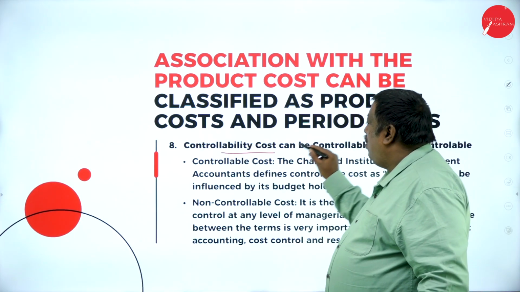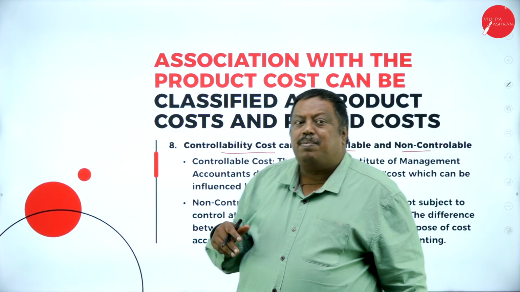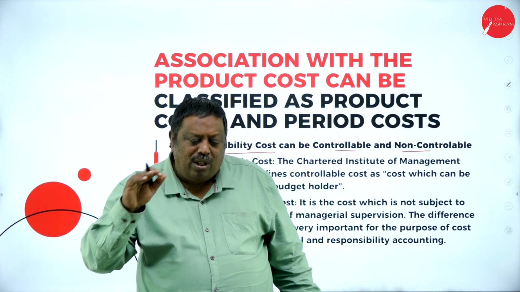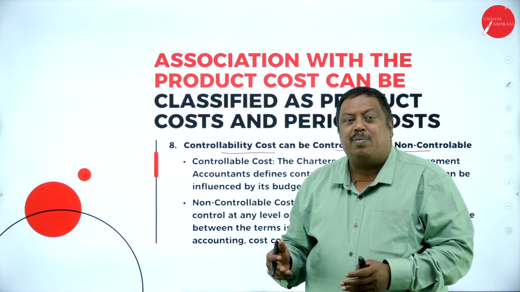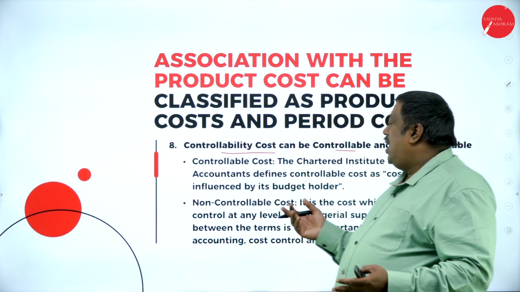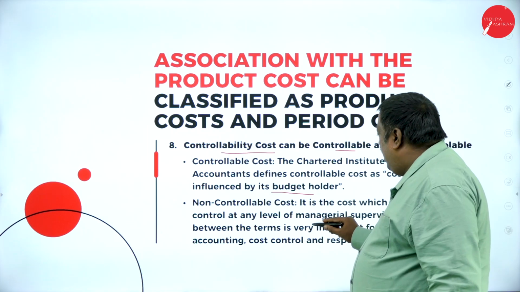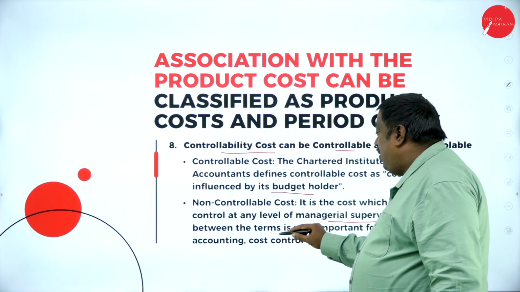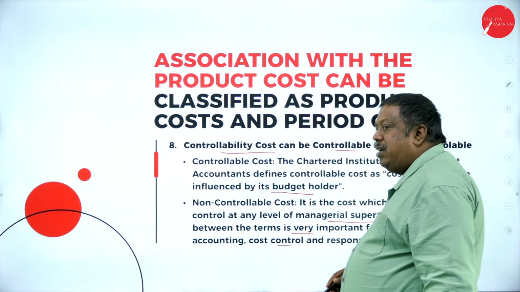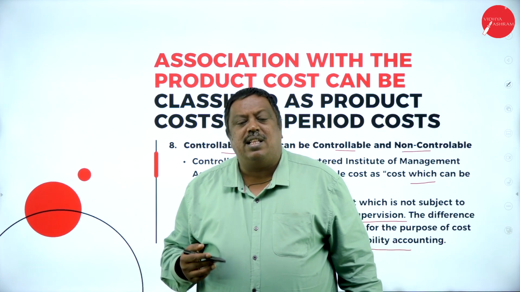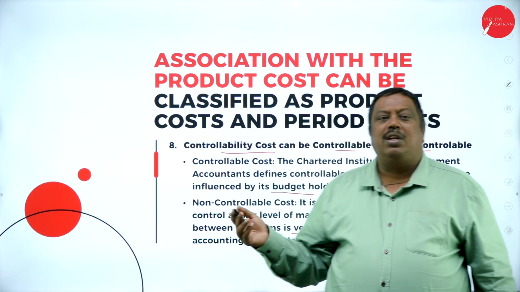Next, we have here controllability cost, where we have controllable and non-controllable. Certain costs in the business process can be controlled by the business activities, and certain costs cannot be controlled, where there is no controllability in the hands of the business. Controllable cost can be influenced by its budget holder. Non-controllable depends on the level of managerial supervision, and the difference between the terms is very important for the purpose of cost control and responsibility accounting. Like the fluctuation that happens in the market, we don't have any control over those costs. So that is non-controllable cost for me.